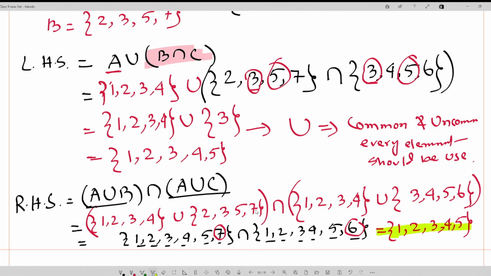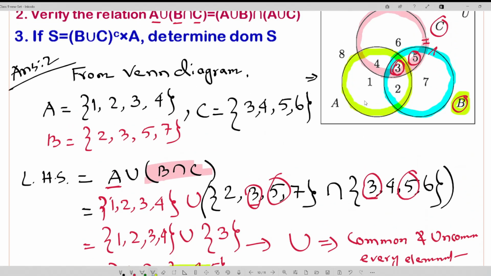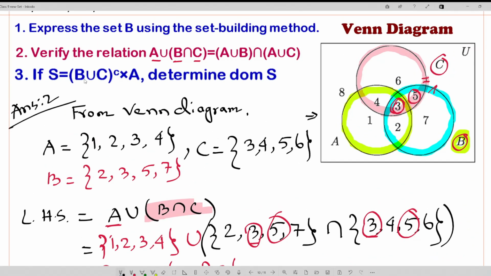And let's check the left side also: same thing, 1, 2, 3, 4, 5. Therefore we can say this verification is what? True. Okay, so number 1 and number 2 are done.